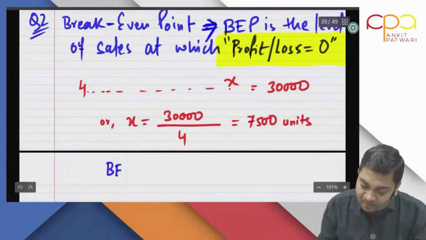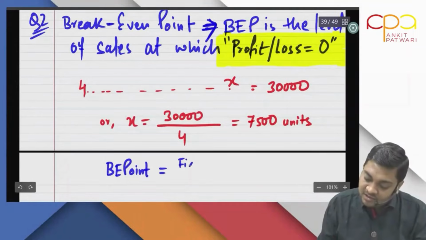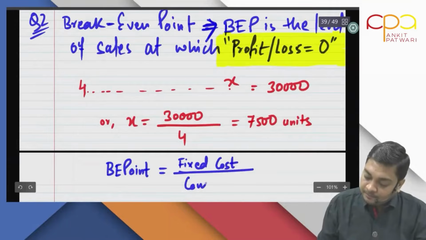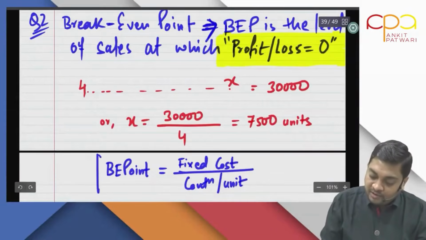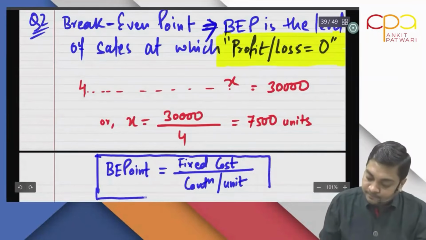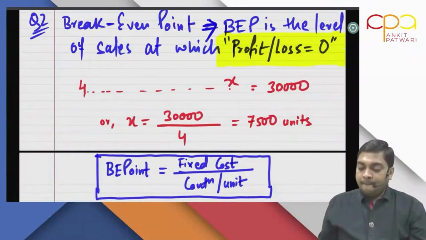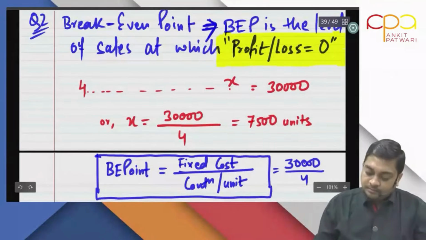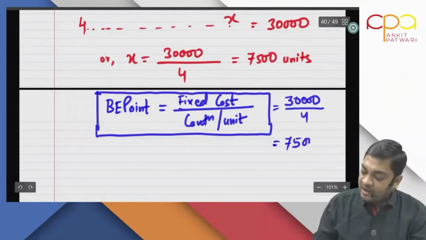X is break even point. 30,000 is fixed cost, divided by contribution per unit. So that is 30,000 by 4, which is 7,500 units.